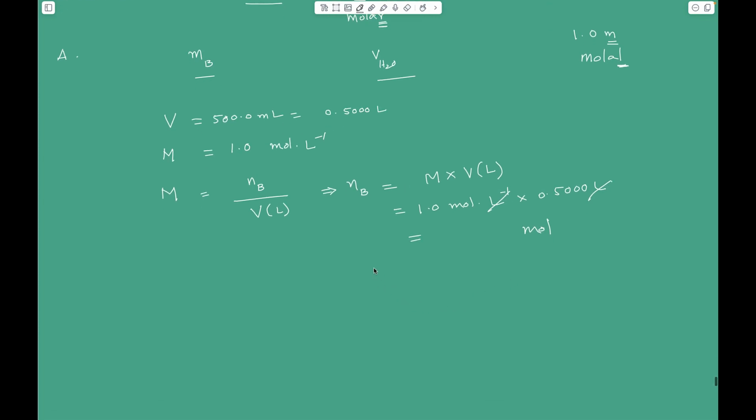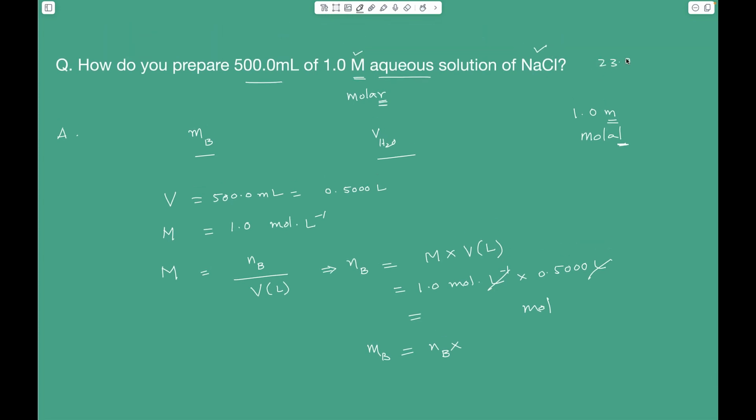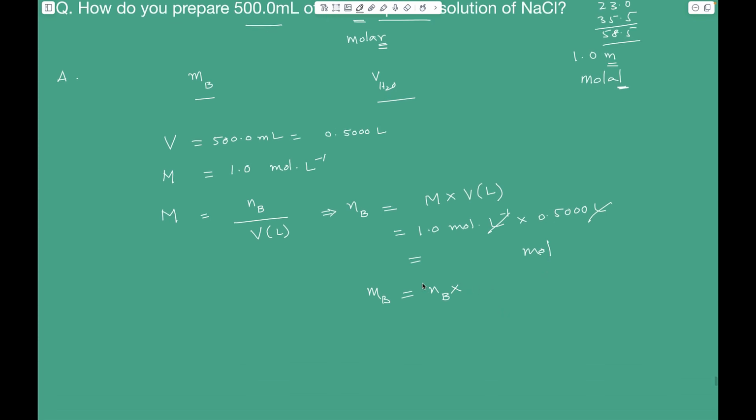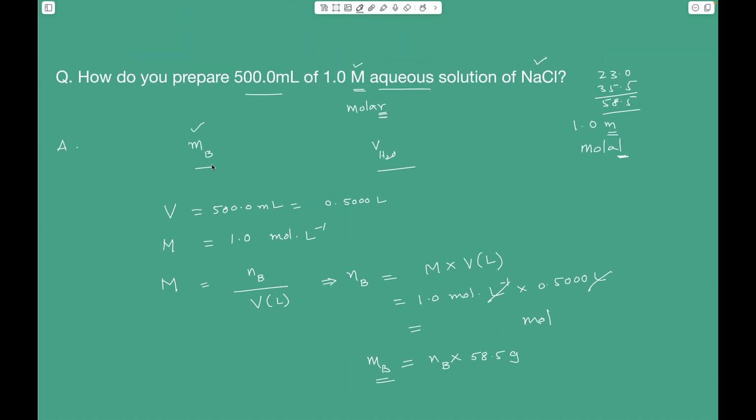Now if you want to get the mass of solute, you know how to do that. Multiply the amount of substance or the number of moles with its relative formula mass expressed in grams. What is that? 23 plus 35.5. Is it 58.5? So this is the relative formula mass of sodium chloride. So if you multiply the number of moles of sodium chloride with its relative formula mass expressed in grams, you will get the mass of sodium chloride. So we already figured out the mass of sodium chloride required to prepare this solution.